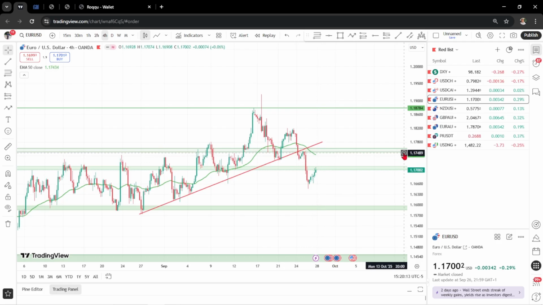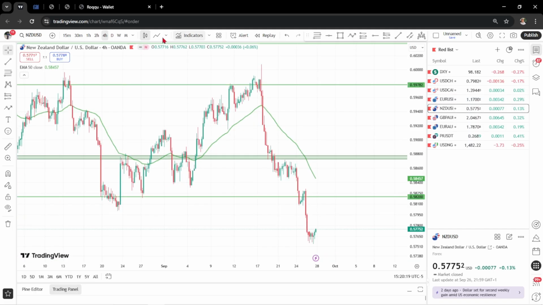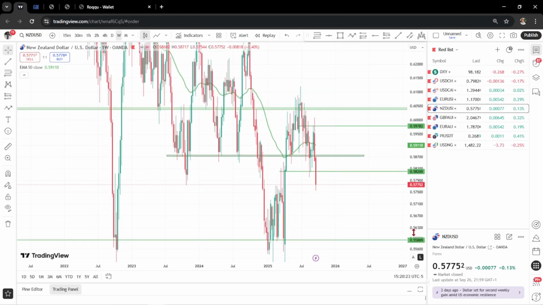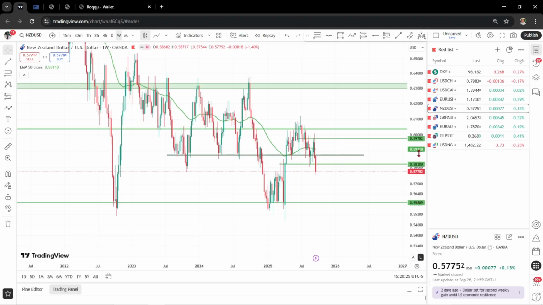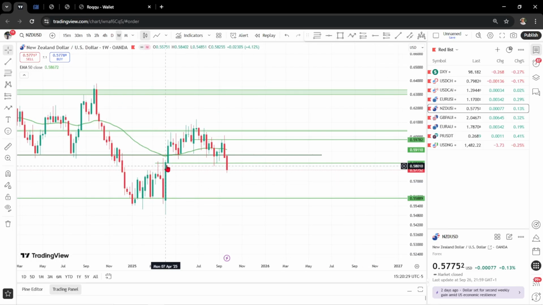So the next on my list is NZD USD. Let's check the weekly time frame, what's happening. Well, on the weekly, at the time we were bullish, then we now turned bearish.